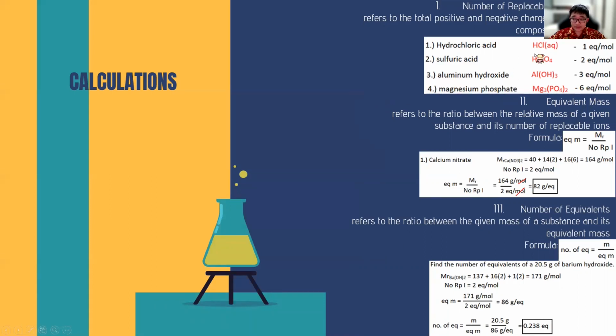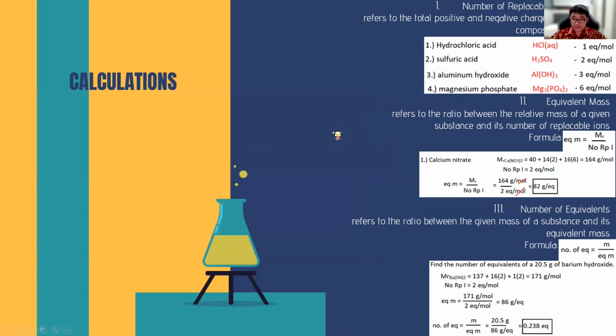The number of replaceable ions actually comes from the fact that the hydrogen in here has one, while this chlorine is one; H is two, while this one is also one. This comes from the fact that 1 times 1 is equal to 1, 2 times 1 equals 2, and so on and so forth.